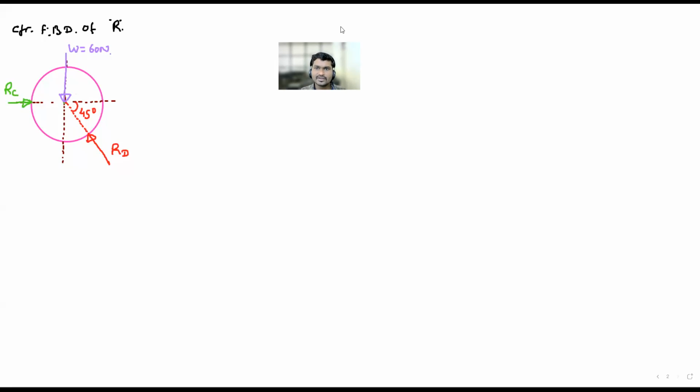RB. The central reaction RB is there, so I would like to make it by a dark line. It is coming downward. Its angle is 41.41, na? Yes sir. Its name is RB and its magnitude is 45.36 Newton. So we need to calculate here two reactions RC and RD.